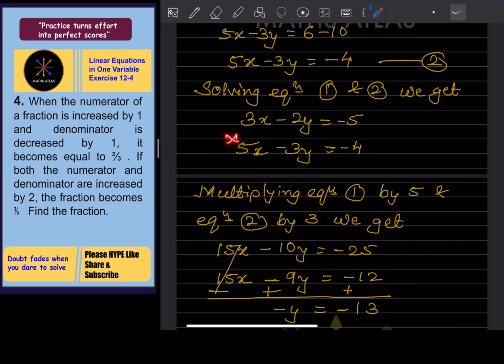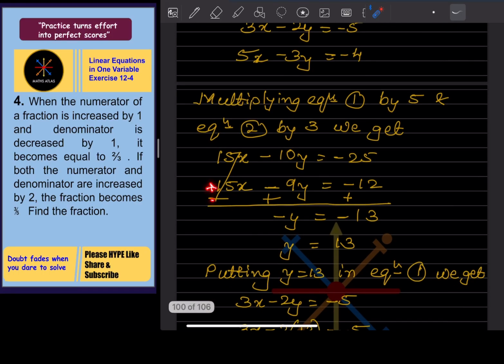And for this multiply by 3. So this is going to be 15x minus 9y is going to be minus 12. So this is here. So here is plus, so this will be minus, minus, so plus, minus, so plus. So now here plus 15 minus 15, this will get cancelled out. So minus 10 plus 9, that will be minus y. And this is going to be minus 25 plus 12, which is going to be minus 13.